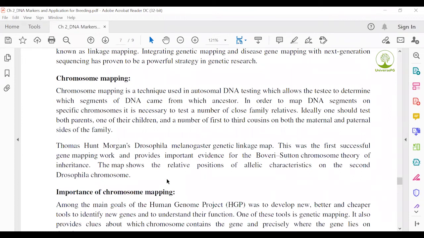What is chromosome mapping? Chromosome mapping is a technique used in autosomal DNA testing, which allows the testee to determine which segments of DNA came from which ancestor. So which segments of DNA came from which ancestor, these specific chromosomes are determined by chromosome mapping. And which characteristics are exchanged from the ancestor to offspring, those genes are also identified and visualized by the chromosome mapping process.